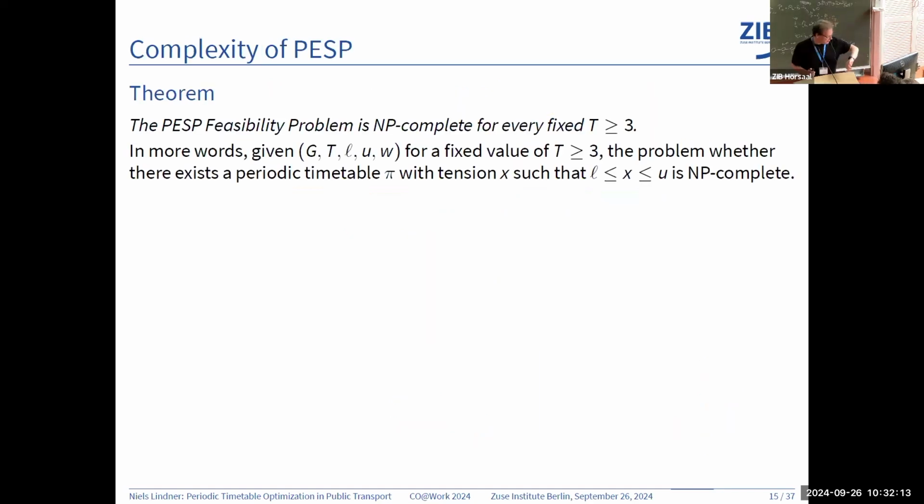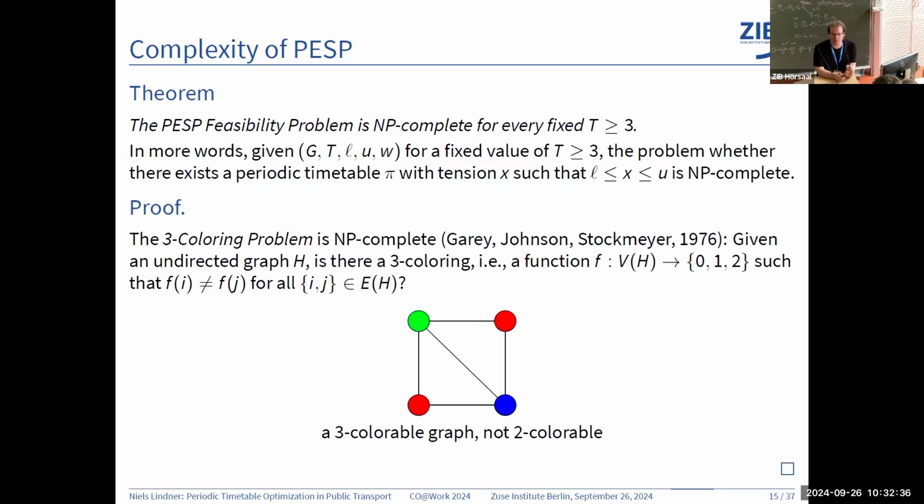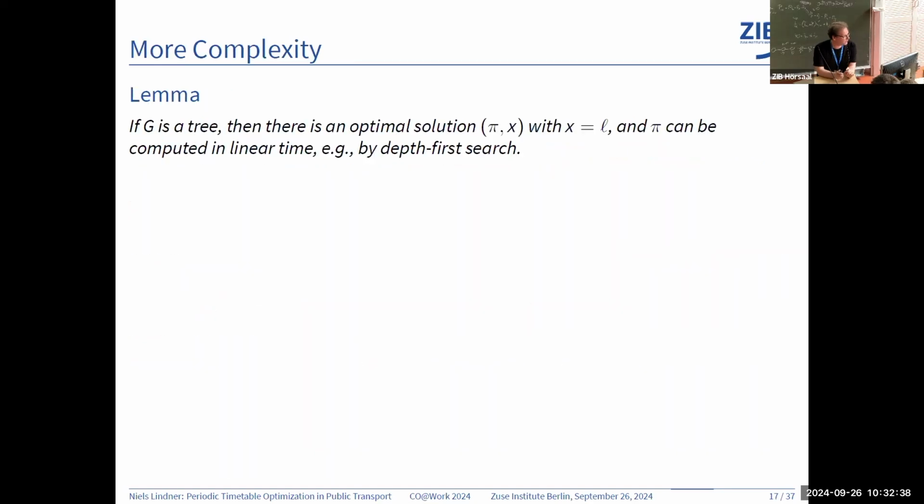Maybe for time reasons, I will skip this a little bit so that we catch up with the schedule. Complexity: even deciding whether a feasible timetable exists is an NP-complete question, and this is also true if you fix the period time to a specific value. So the question, is there a feasible timetable with a period time of 3 for that network with those bounds, is NP-complete. There's a nice reduction from the coloring problem, which I will just skip for now.